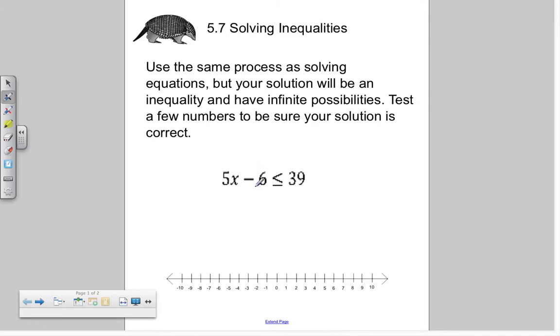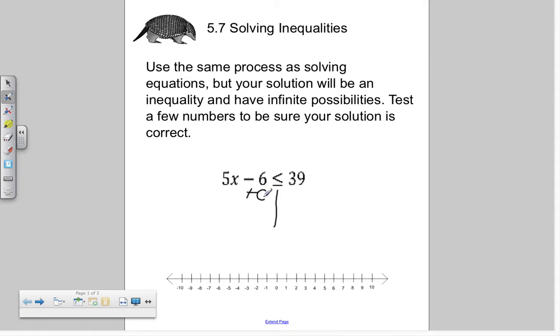We have 5x minus 6 is less than or equal to 39. Remember, I'm looking for values of x that will make this true. But because this side, or this member, has to be less than or equal to 39, there's going to be infinite possibilities that would work. So I'm going to do the same process as solving equations. I think about this as the middle or the fulcrum of my inequality.